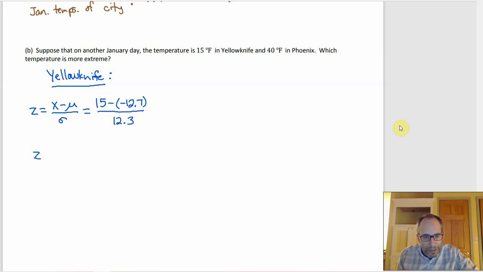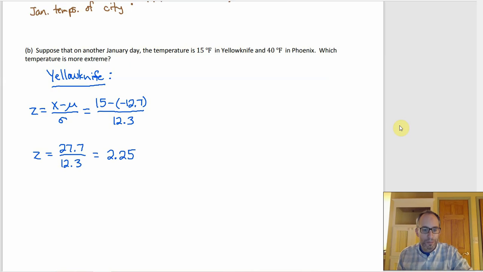So then z is going to be 27.7, because it'll be 15 plus 12.7 over 12.3, and you get 2.25. Okay.